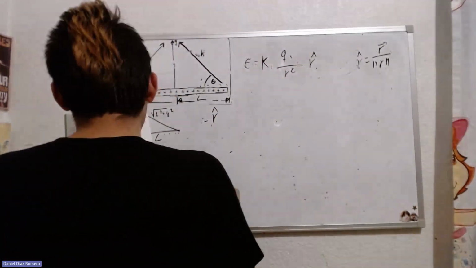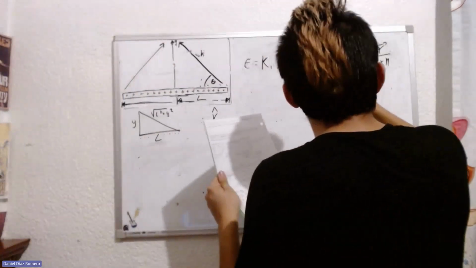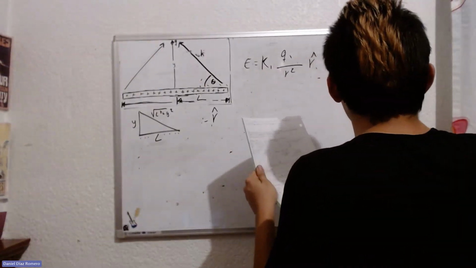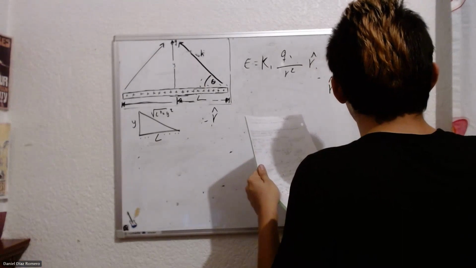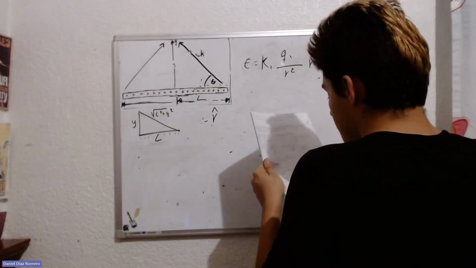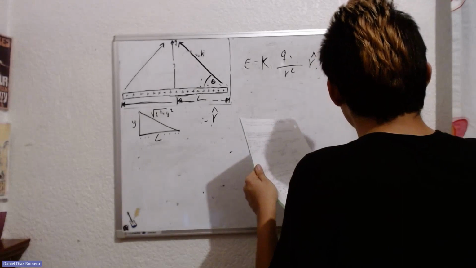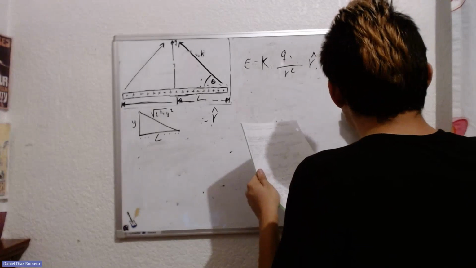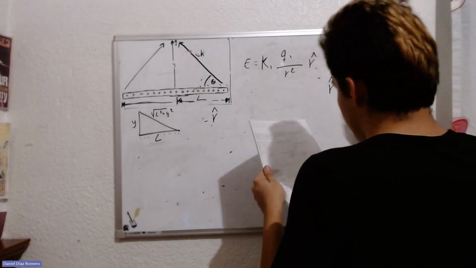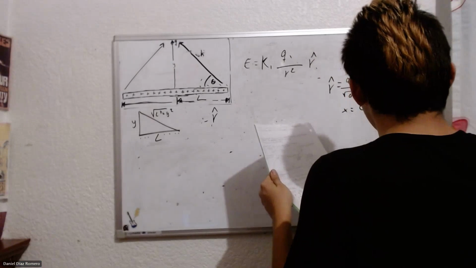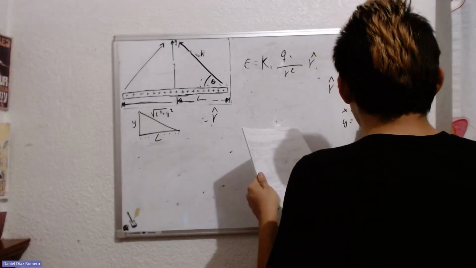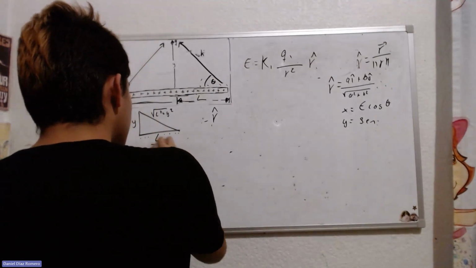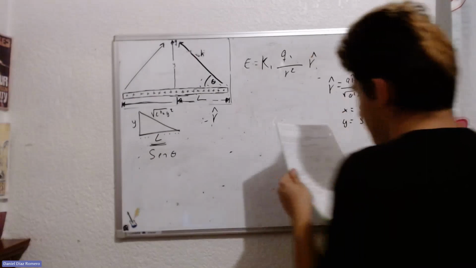So, with the information we know, the unitary vector R can be described also as the axis over the hypotenuse, with the norm, sorry, which would be the same as x equals E, the field, cosine of theta, and y equals E sine of theta, which is where we get this conclusion, sine of theta, which will be the main distance.